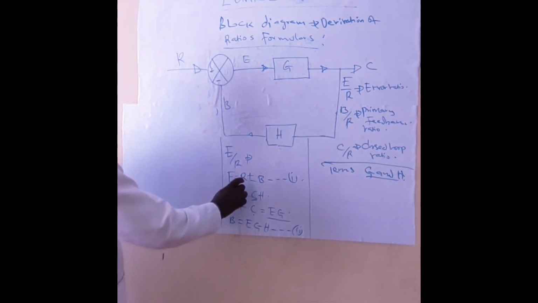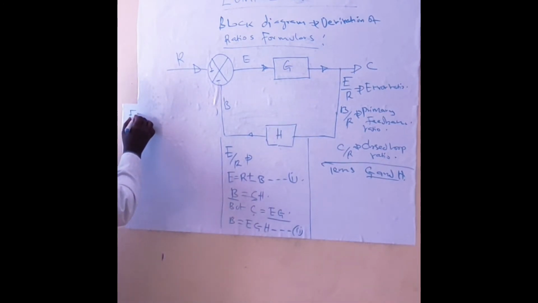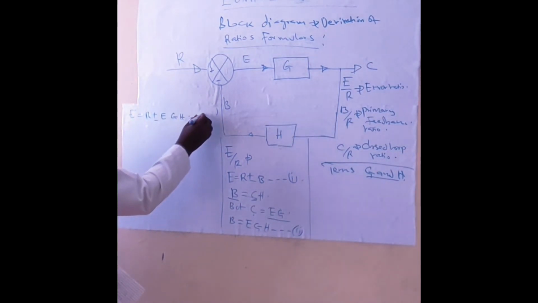Now equation 3 will help us come up with that expression. We are going to substitute B into equation 1. So from equation 1, which was E equals R plus or minus B, instead of B we are going to write EGH. These form the third expression.